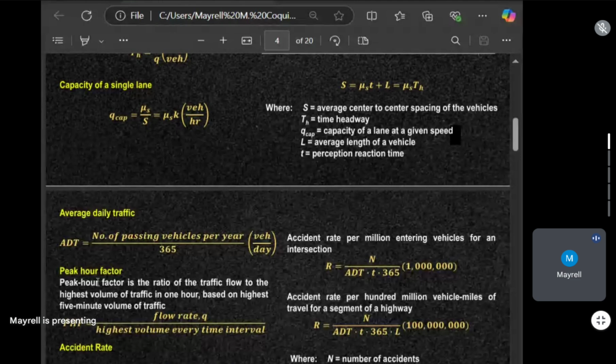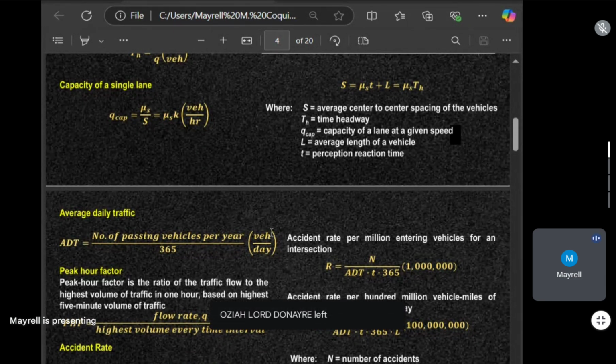Okay, then we have here average daily traffic, ADT. So that is the number of passing vehicles per year over 365. So this is what we use for traffic, we divide by the number of days in a year. It's 365 that we use here. So that's in vehicles per day.